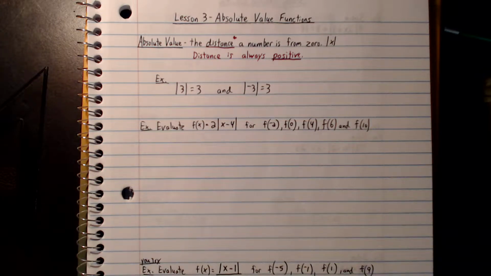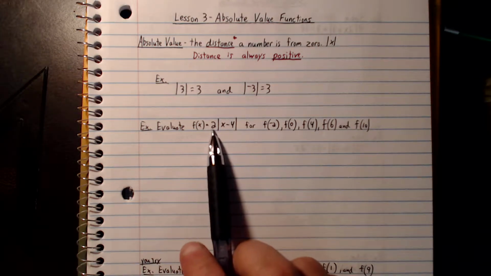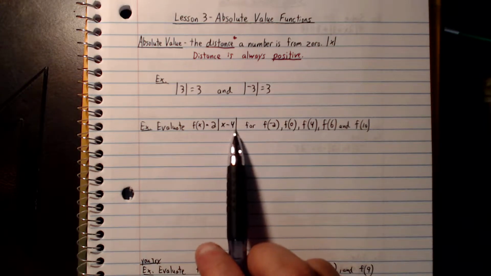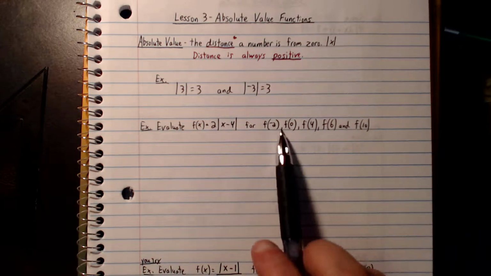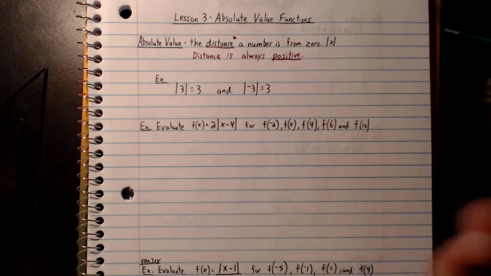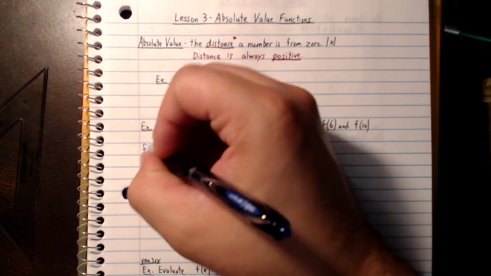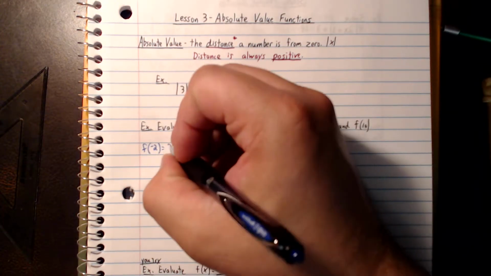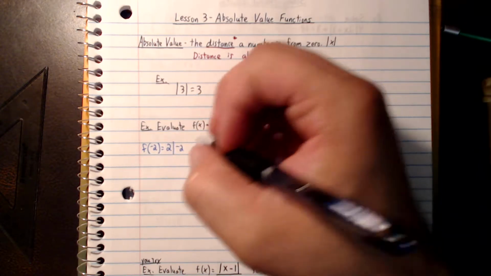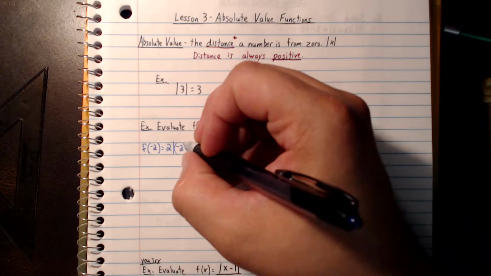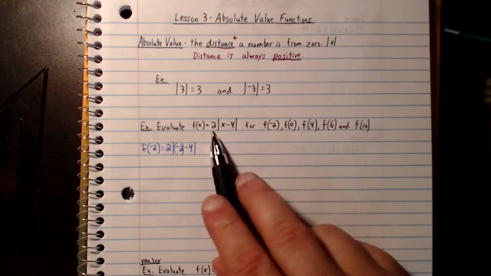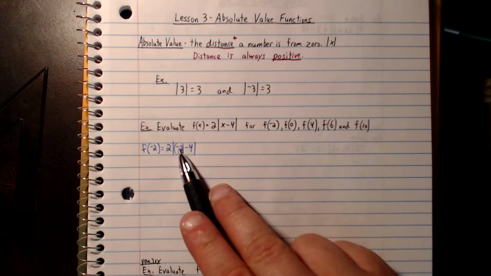Okay, so let's look at evaluating a couple of these functions. They're really not that bad. They give us f of x equals 2 times the absolute value of x minus 4, and then they give us a whole bunch of different ones they want us to look at. We'll start with negative 2. So I'm still evaluating negative 2 in wherever I see an x in this formula. So negative 2 goes in here.